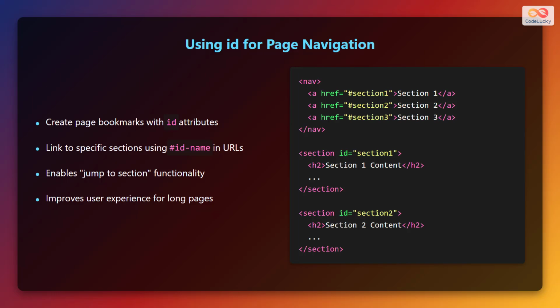For example, in the code snippet, we have a navigation menu with links to Section 1, Section 2, and Section 3. When a user clicks on these links, the page will scroll to the corresponding section with the matching ID.